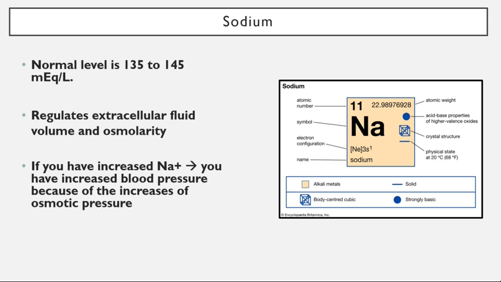So what's important about this is that it is the ion of your body. This is what regulates all of your electricity, all of your everything, right? So this is a very important thing to monitor for healthcare providers. And it regulates extracellular fluid volume as well. So it regulates blood pressure.